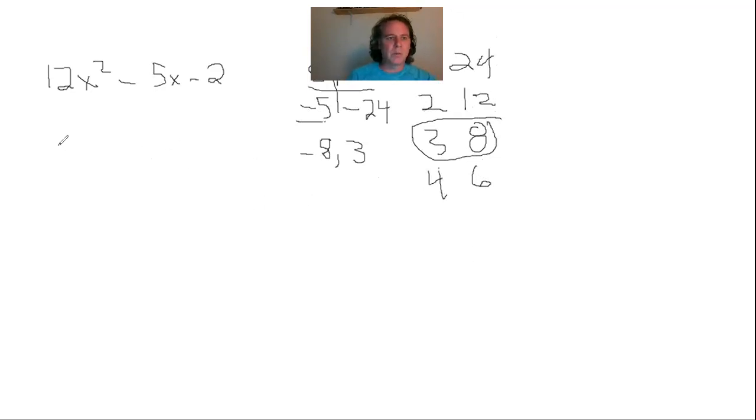So now that I've got it written out, I say, okay, does either one of these go better first? And it really doesn't matter, but I like the 3 with the 12 because then the 8 and the 2 go nicely together. So I'm going to do it that way. So I'm going to say this is 12x squared. And I like the 3 with the 12, so that's plus 3x and minus 8x minus 2. And I can see all I've done so far is I've decomposed the -5x into positive 3x minus 8x.